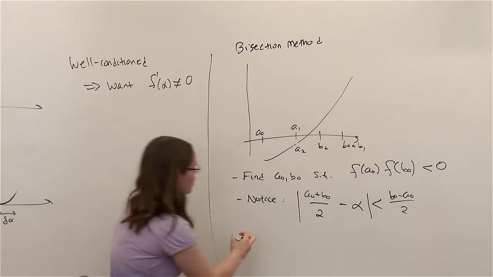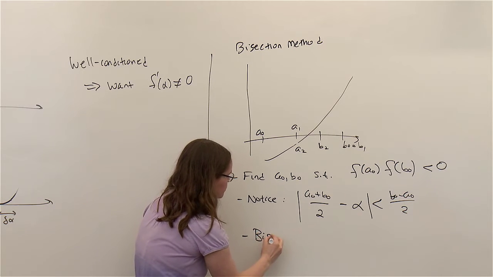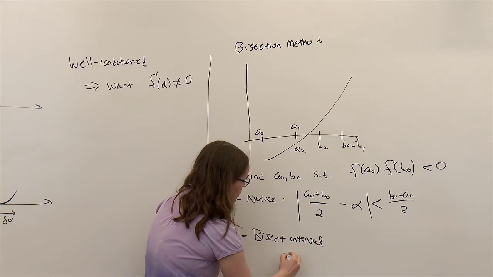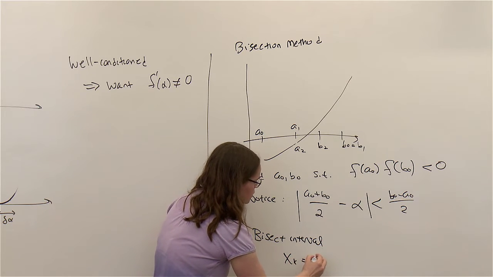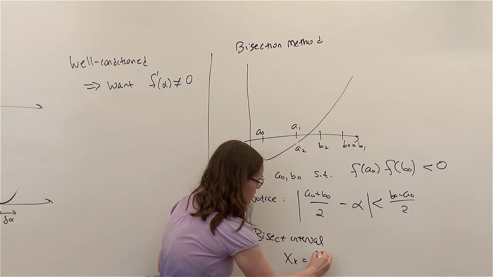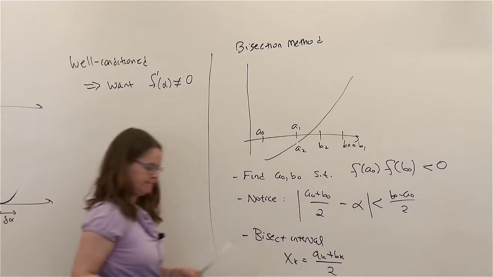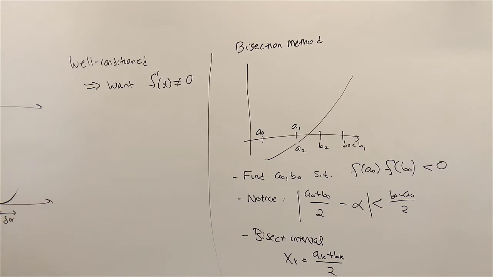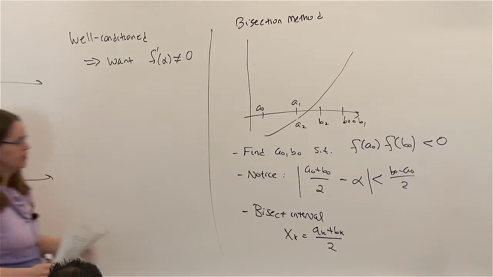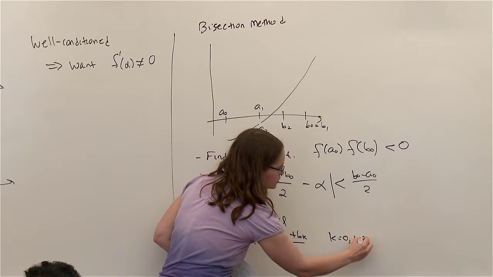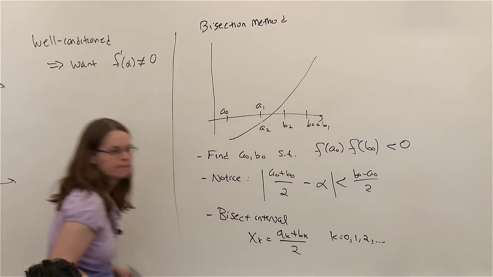Okay, we call that our guess. So we bisect the interval and let xk equal, say, ak plus bk over 2. This is going to be an iteration now, so we'll do this for k from 0, 1, 2, until we decide to stop.